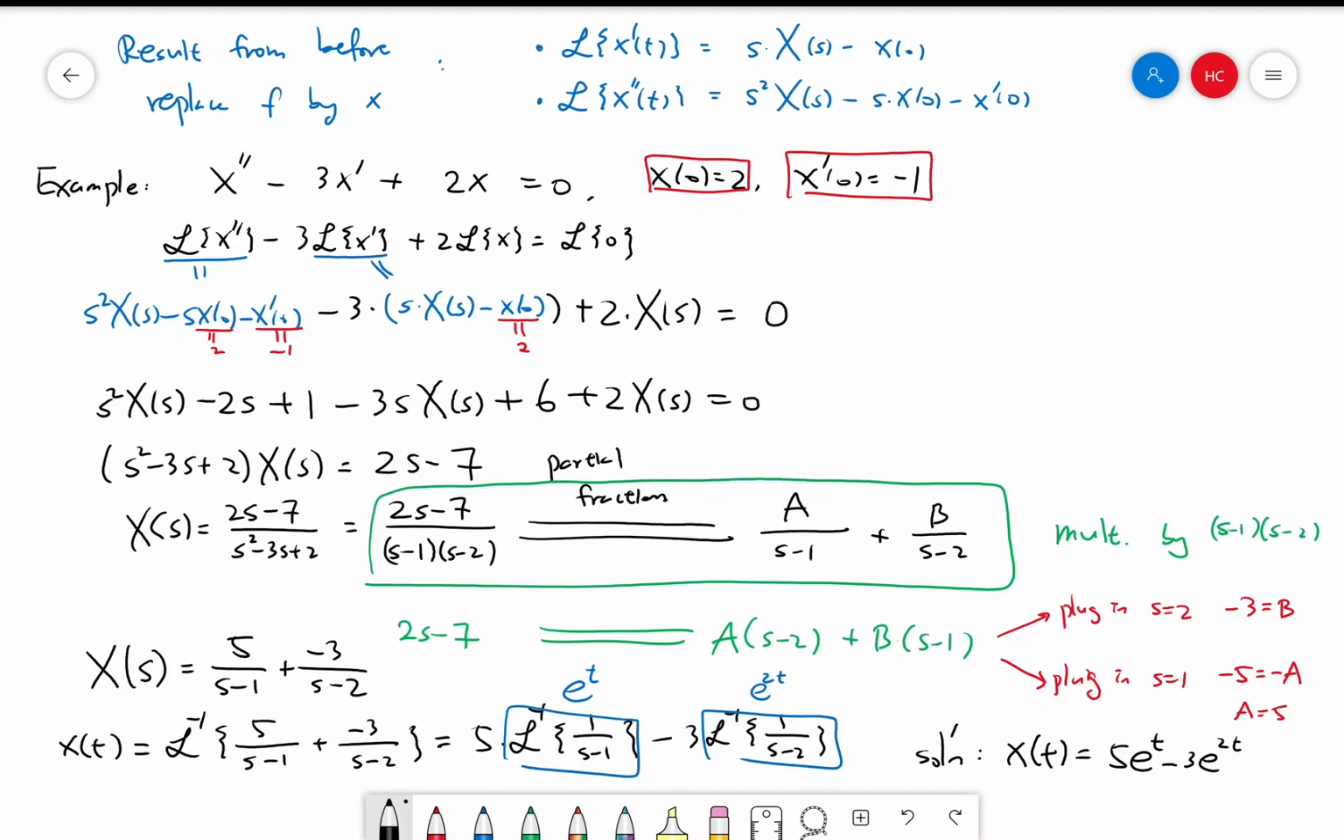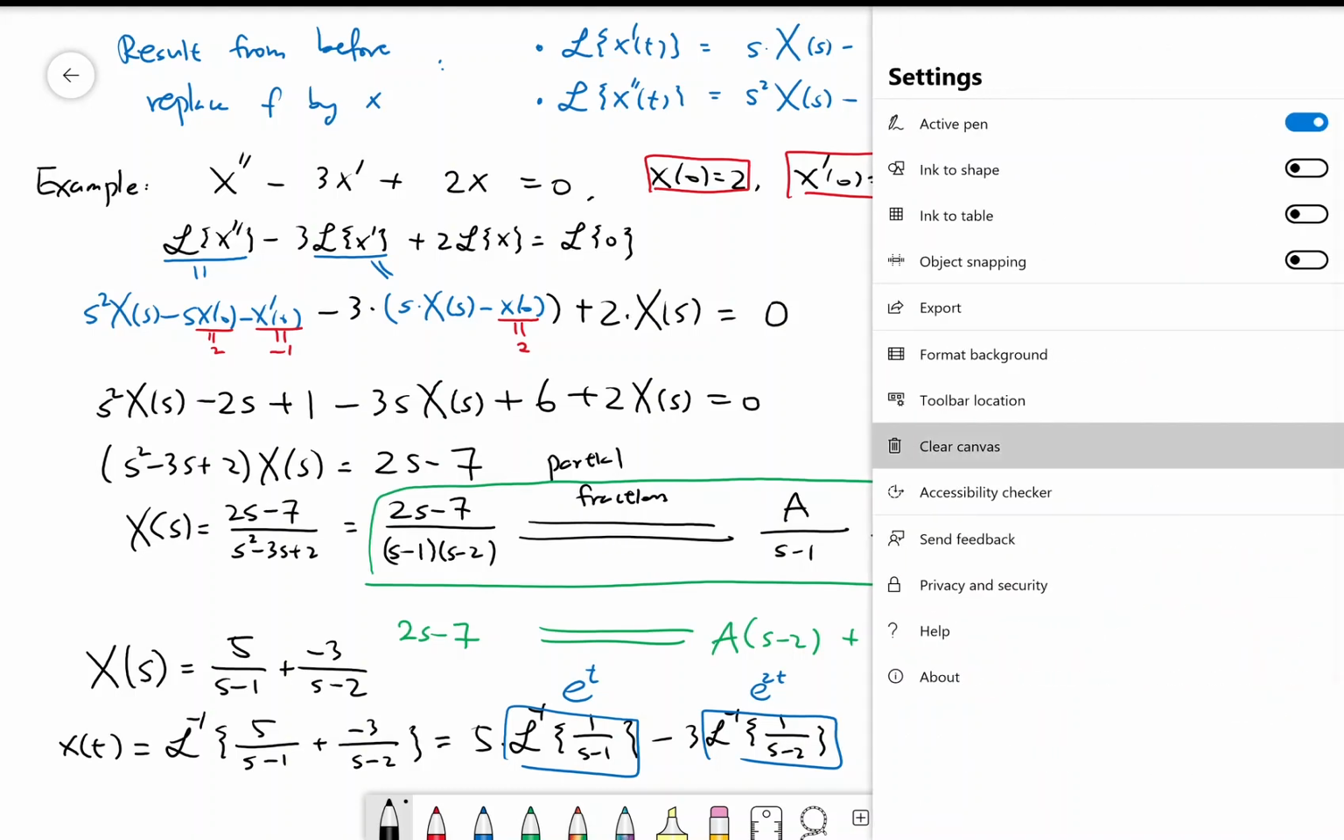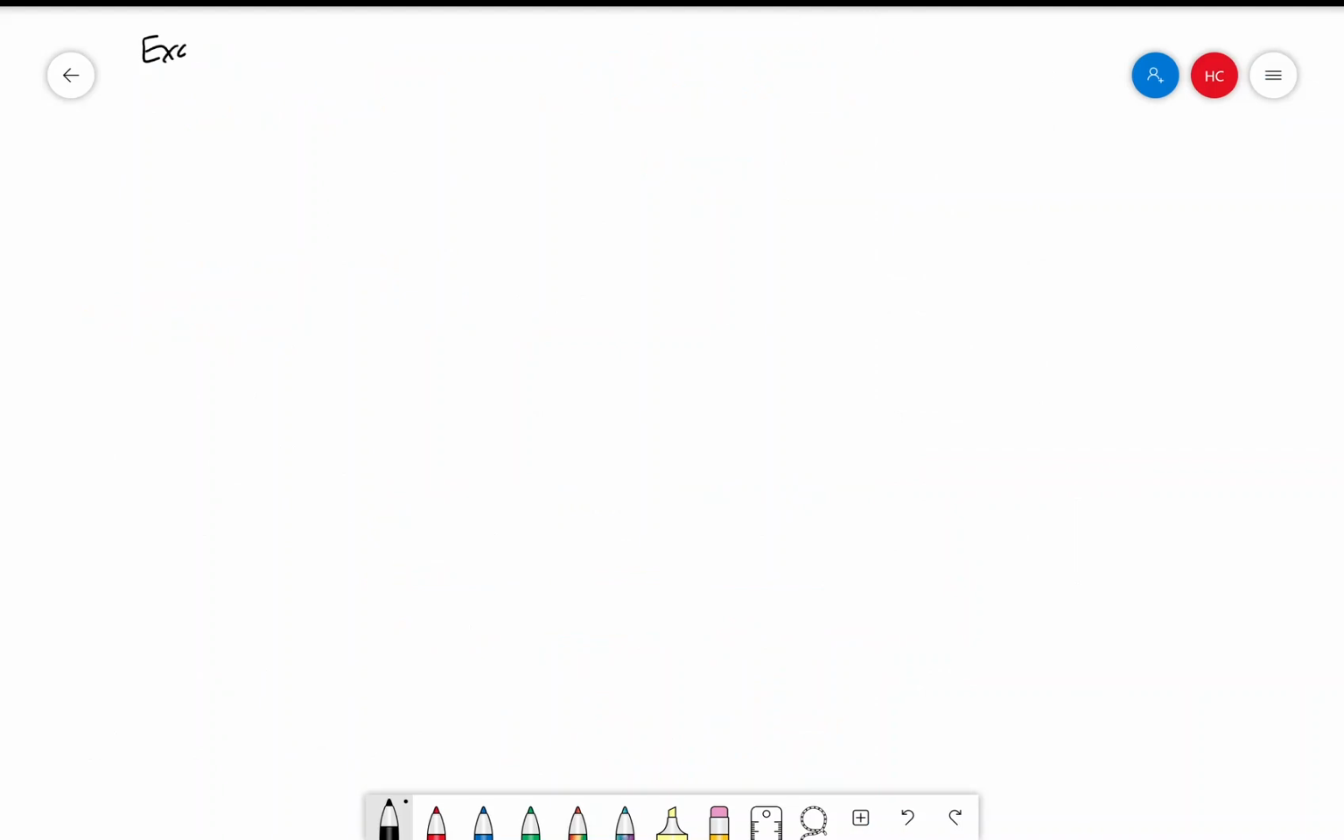All right, so let's do a different example. Let's consider the example that x double prime plus 4x equals sine of t. And to make things easier, let's assume the initial conditions are x of 0 is 0 and x prime of 0 is also 0. The first step is the same.